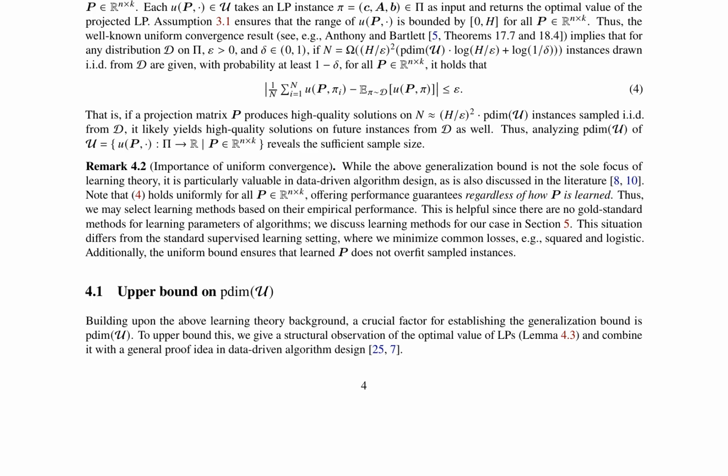By analyzing the sample size requirements for achieving good generalization in data-driven LP algorithms, the authors explore the theoretical foundations of this approach. This work has significant implications for understanding the complexity of the function class U and its role in learning projection matrices P, ultimately contributing to the development of more efficient and effective data-driven algorithms.